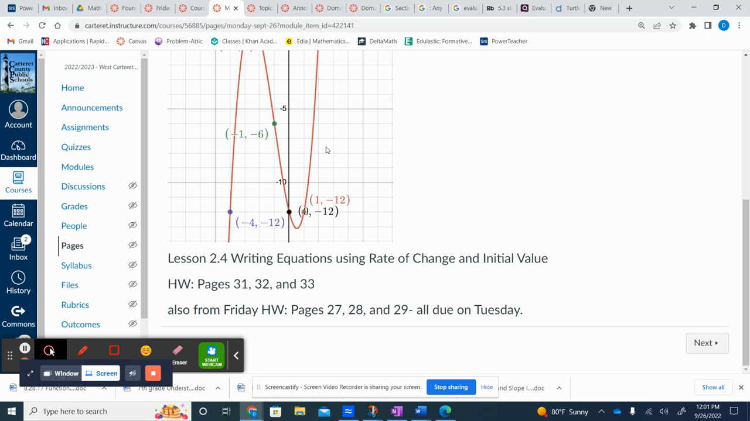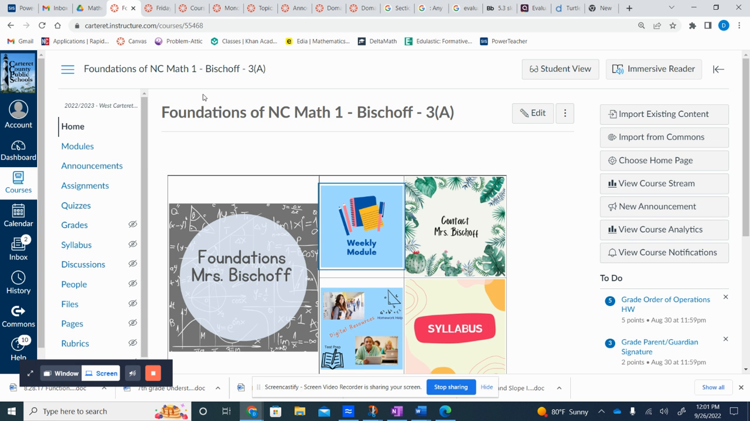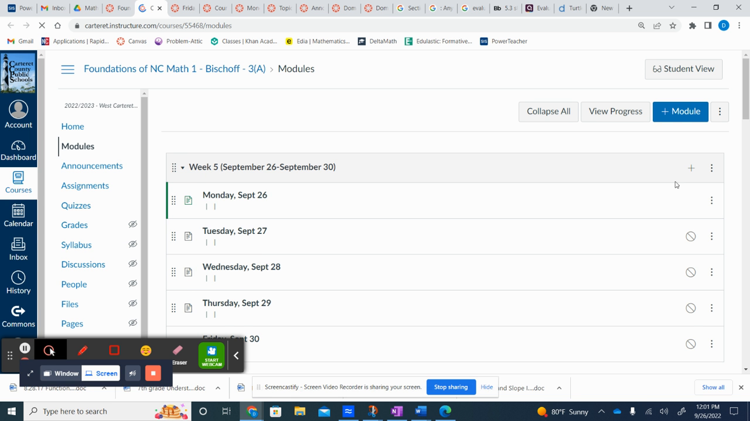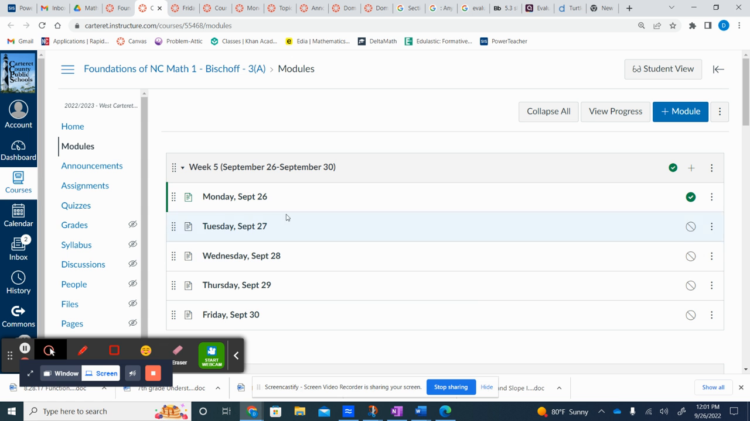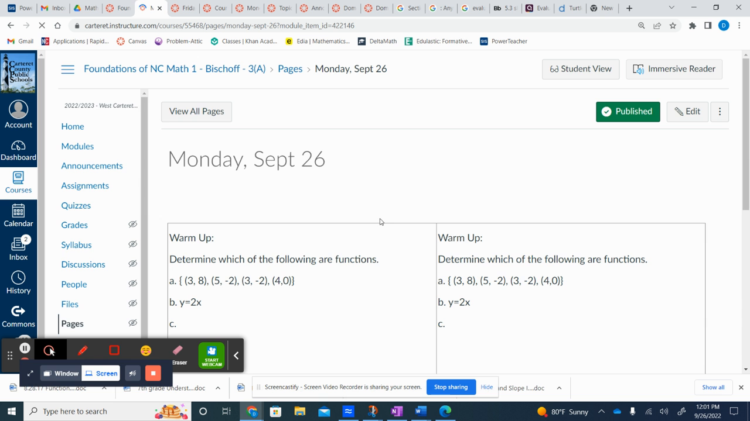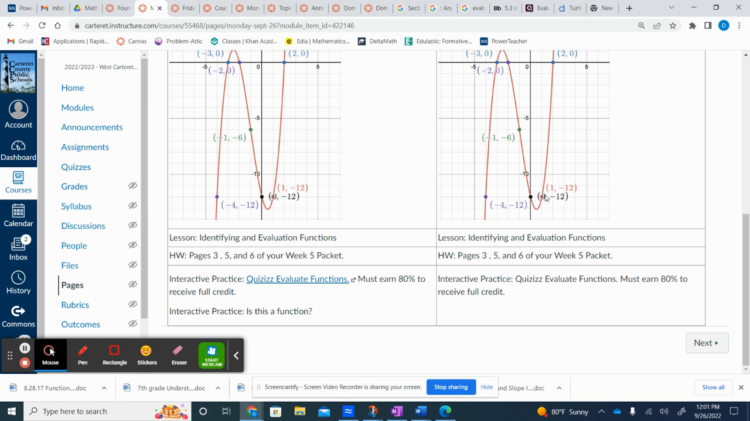So pages, wrong class. Sorry. Yeah, give me a second. Let me get through some directions really quickly, please. I don't know why that's doing that. Does anyone see that big red circle that keeps popping up? So you're identifying functions and evaluations.